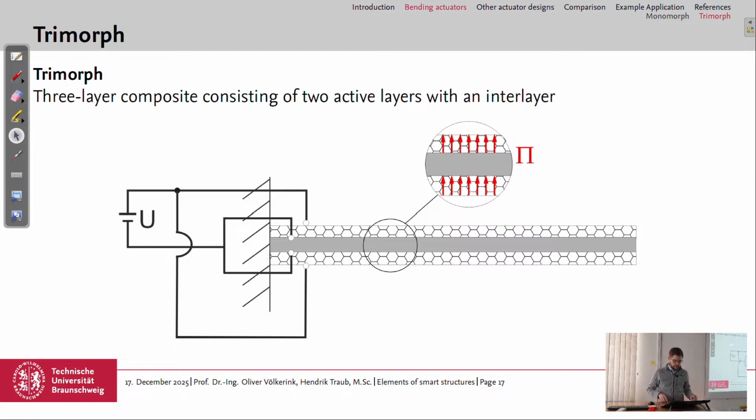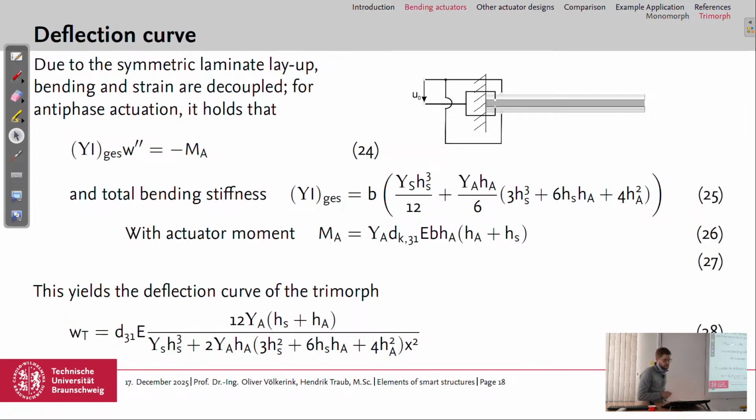Of course, we can also do this for the trimorph. I will go through it a bit quicker. We have here the Euler-Bernoulli ODE again, and now with the actuator moment, because now we don't just have an elongation of one layer, but one extends and one contracts, so we can apply a moment.